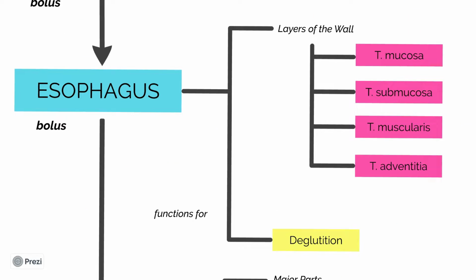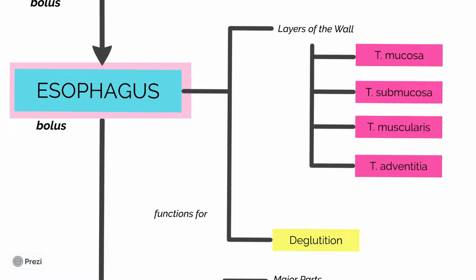It also receives the opening of the larynx anteriorly. The epiglottis is a piece of cartilage that covers the opening of the larynx. When we eat, the larynx opening is closed, and this prevents the food from entering the respiratory tract. The bolus is then passed down into the esophagus.